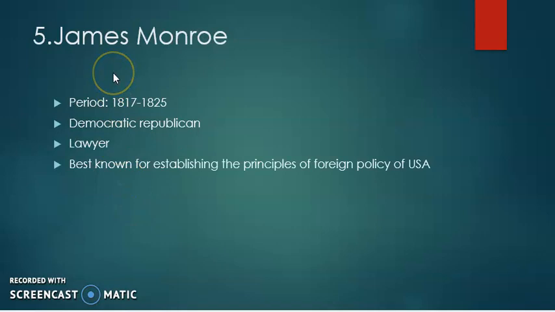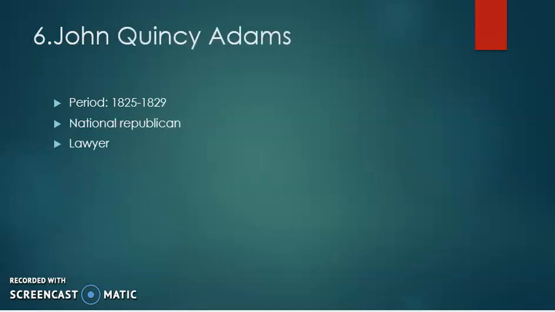The president number 5 of USA is James Monroe, and he ruled the country from 1817 to 1825, and he was from the Democratic Republican Party. He was a lawyer too, and he is best known for establishing the principles of the foreign policy of USA.